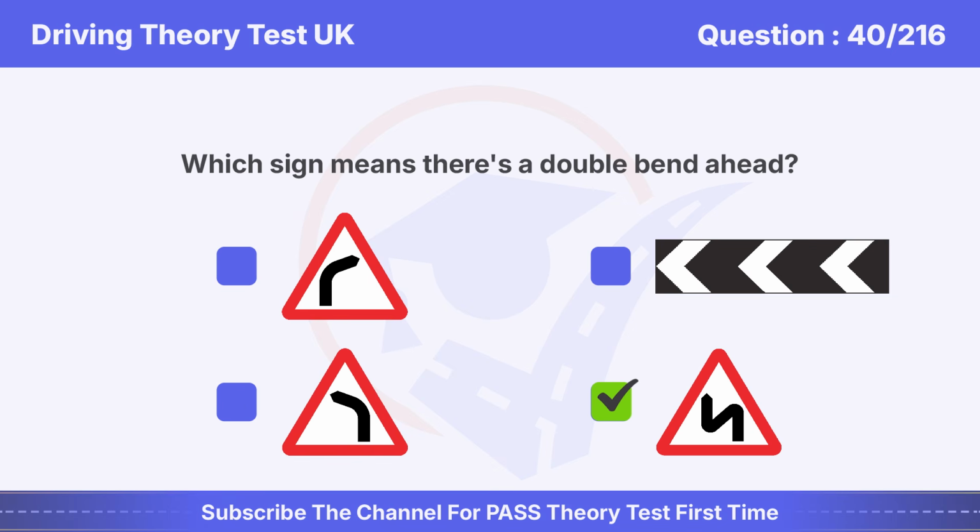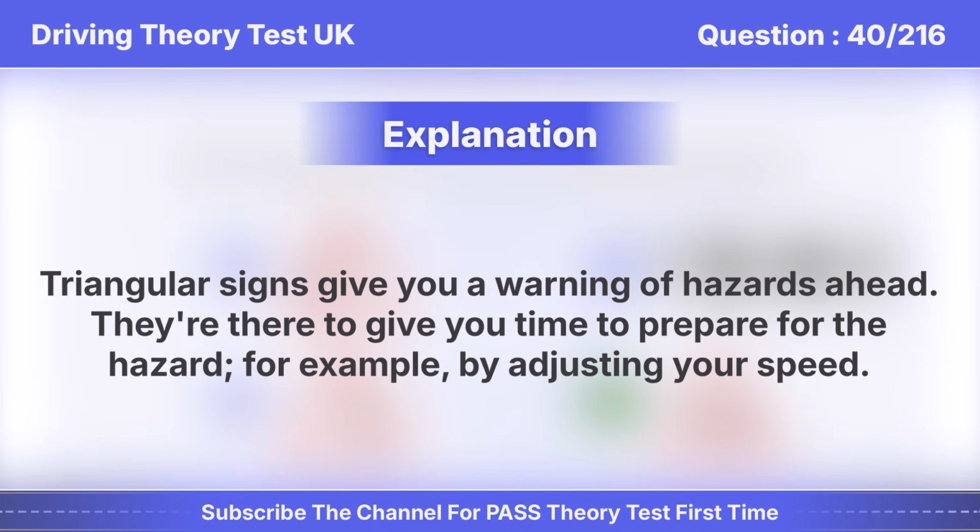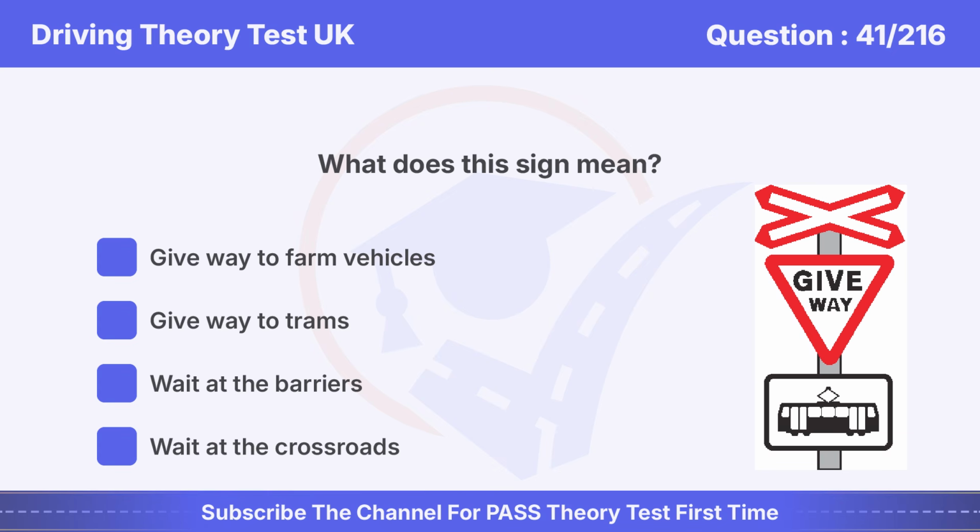Answer is D. Triangular signs give you a warning of hazards ahead. They're there to give you time to prepare for the hazard, for example, by adjusting your speed. Question 41. What does this sign mean?